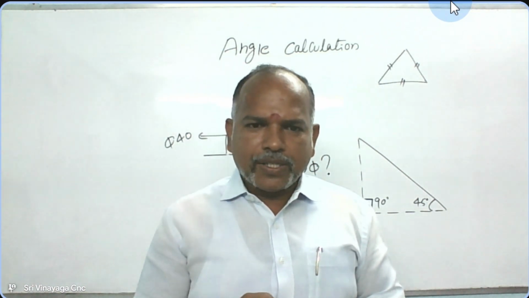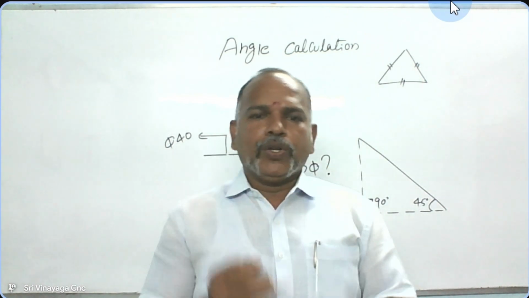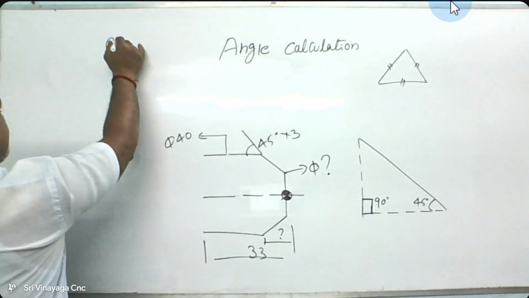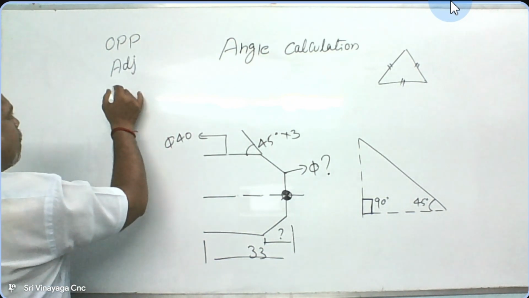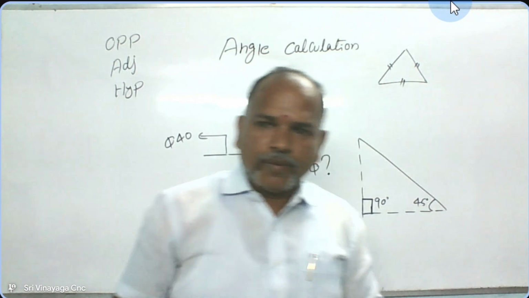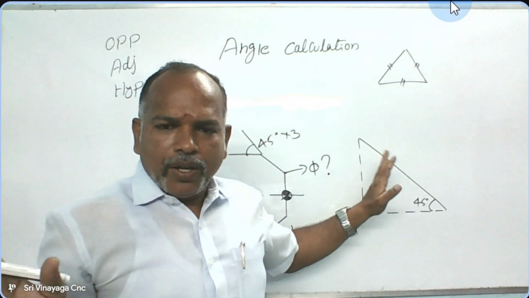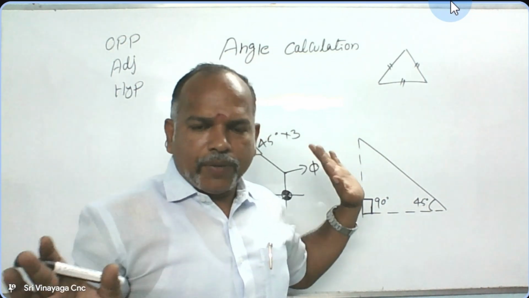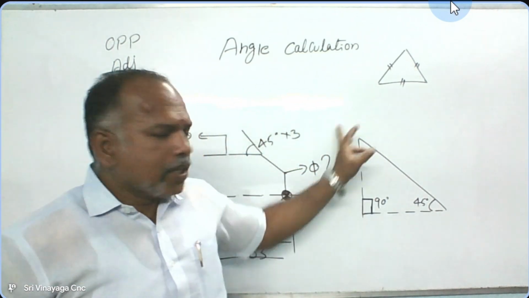In this right angle triangle, three sides are there. What are the three sides? Opposite side, adjacent side, and hypotenuse. Now you can say this is a right angle triangle, three sides are there. This is 90 degrees, this is 45 degrees. Now you can say which is the opposite side. For this triangle, which is the opposite side?